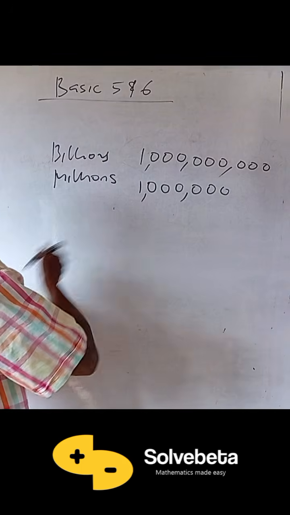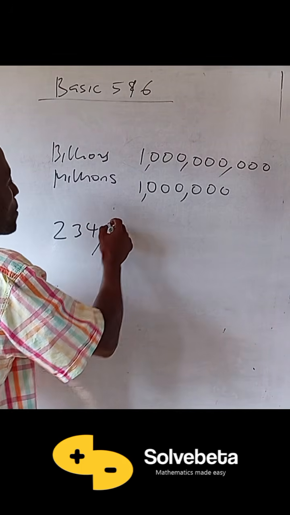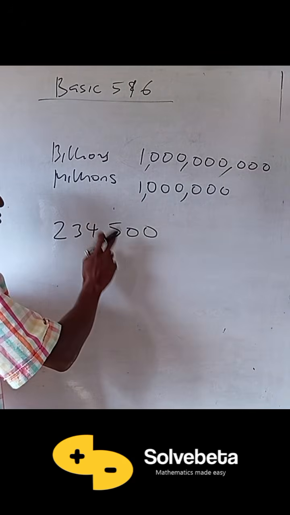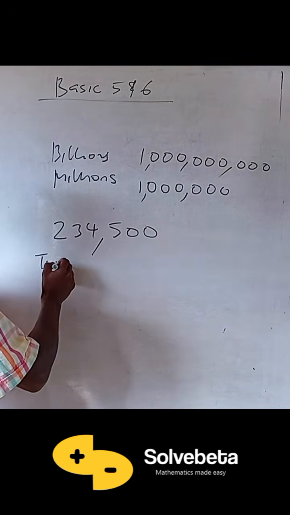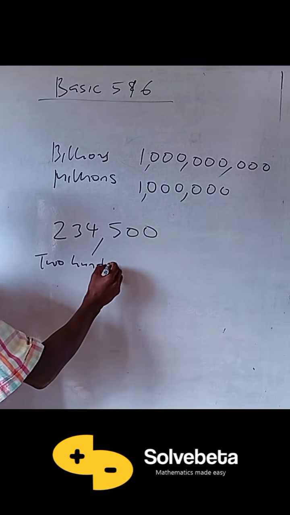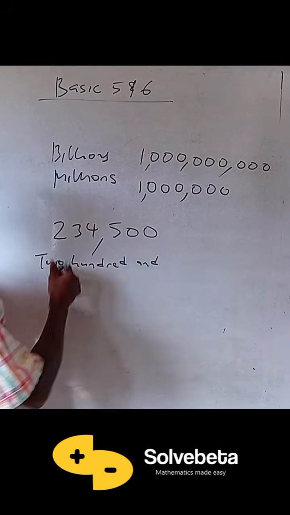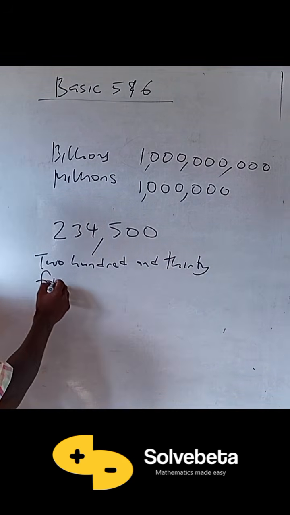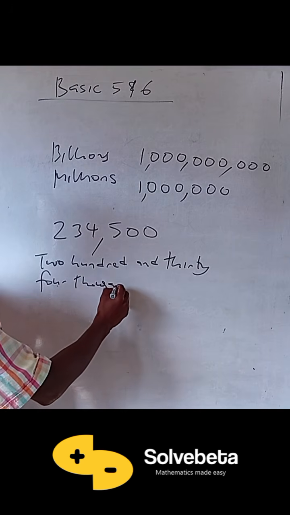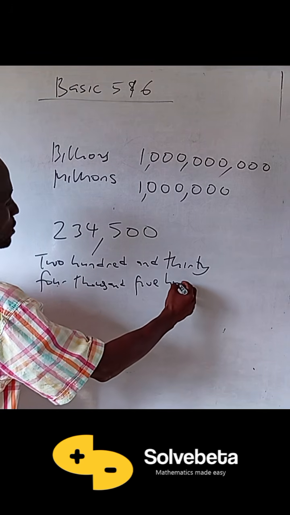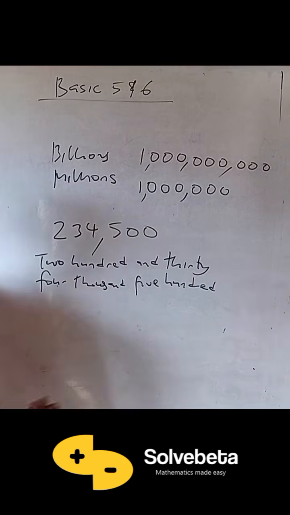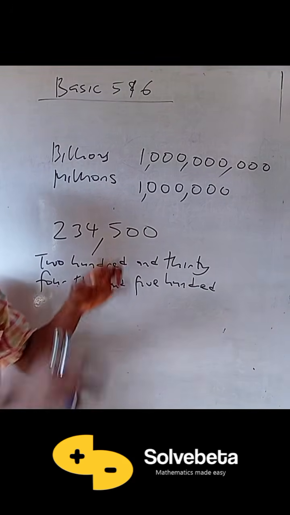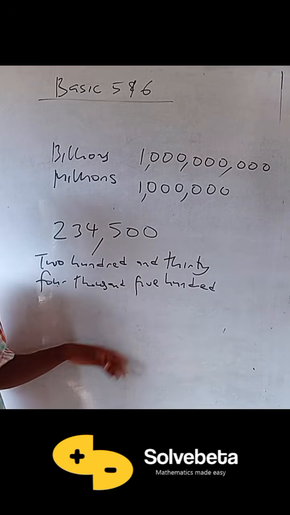If you have something like this, to write this number, it will be 234,500. So we looked at this, and we looked at so many other numbers, how to write numbers in numerals, in number sum, and in words. That's what we looked at.